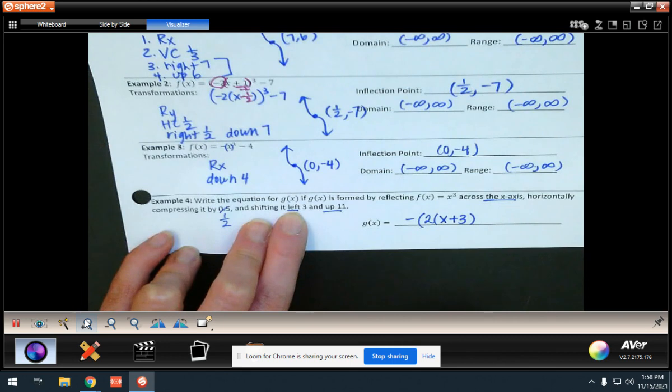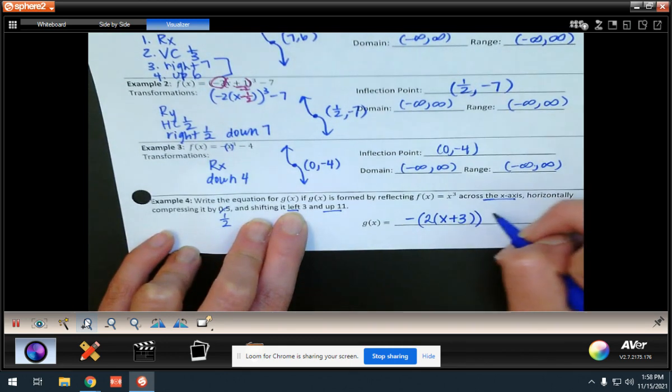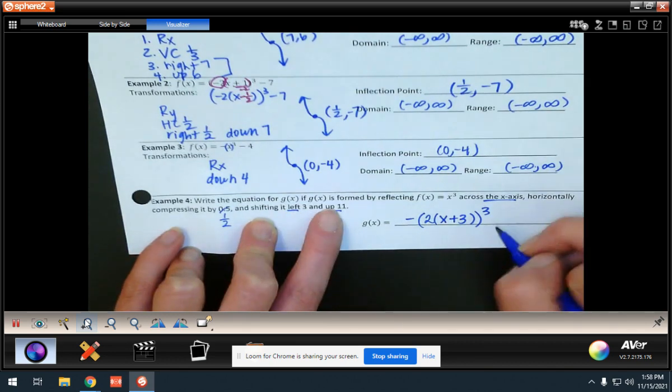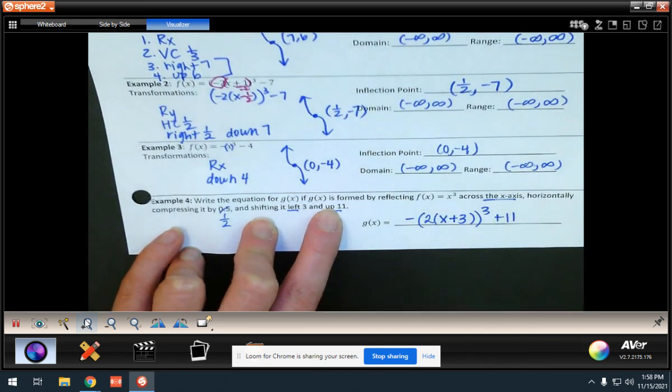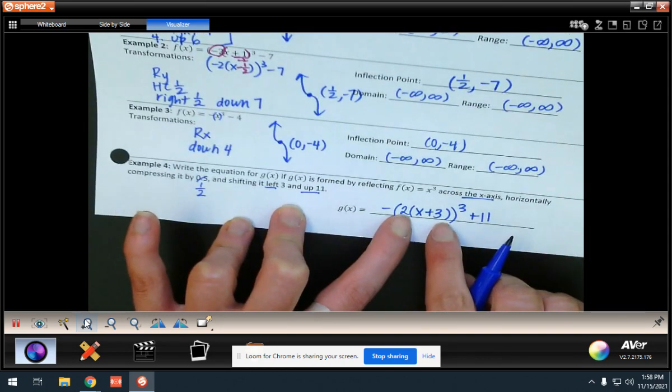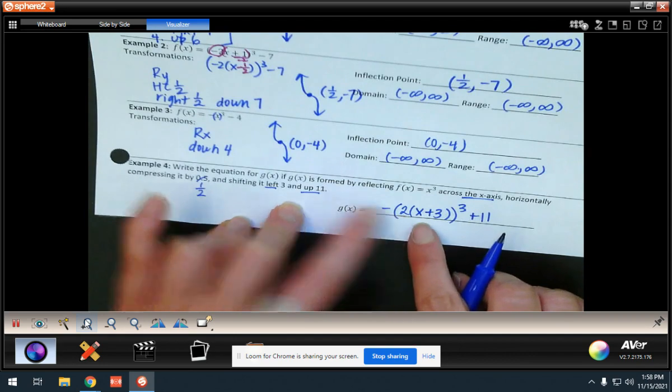Plus 3. For left 3, put the cube. If you don't write the cube, you are not writing a cubic function. And then up 11. Make sure you have those double parentheses, otherwise it's not left 3.